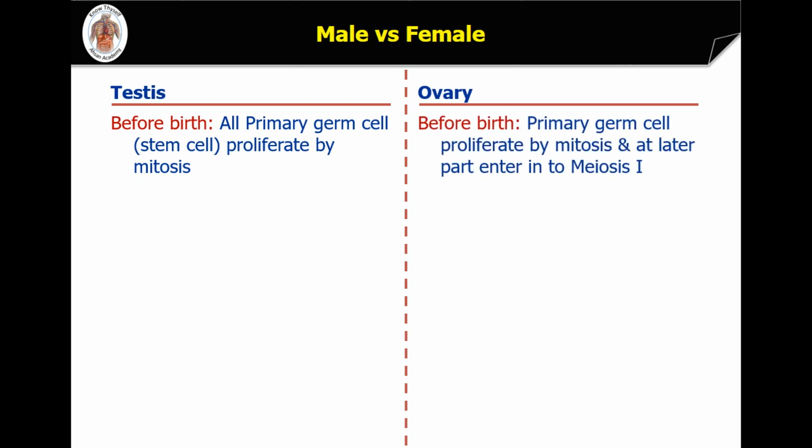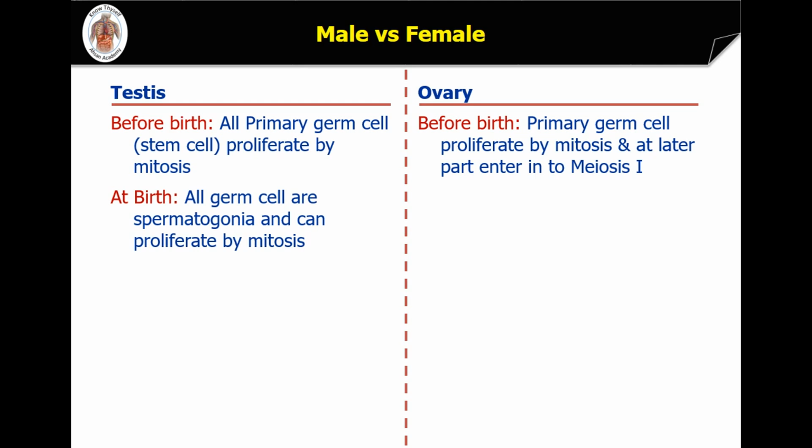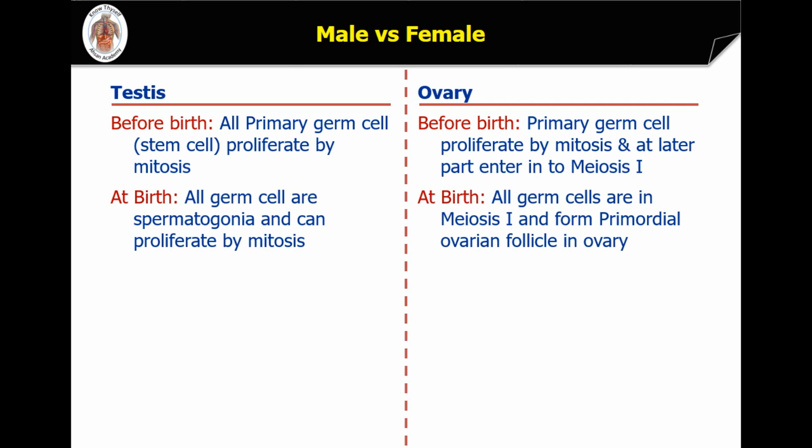But in the female, we have seen that very early the primordial germ cells proliferate by mitosis, but in the middle they enter meiosis I and are arrested in that phase, and before birth all the germ cells have entered meiosis and are arrested in the diplotene stage. So the number of germ cells becomes fixed at birth. In the male, the germ cells are the spermatogonia, which can proliferate even after birth. But the ovary contains germ cells that are all primordial ovarian follicles, and it is the primary oocyte that lies within. All are in the meiosis I stage, arrested in the diplotene stage.